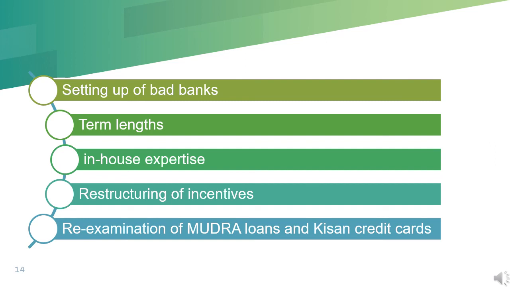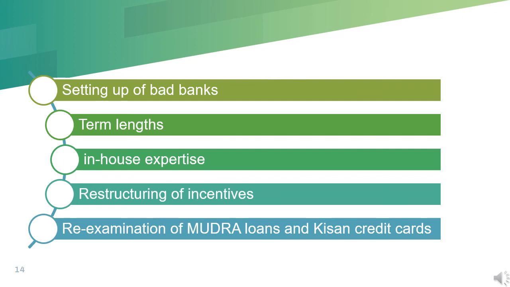Second, term lengths. The terms of bank chairmen should align with the life of the loan in order to effect meaningful changes and to hold them accountable. Terms of chairpersons should align with the life of the loan, which would allow defaults to be detected and penalties to be meted out as required.